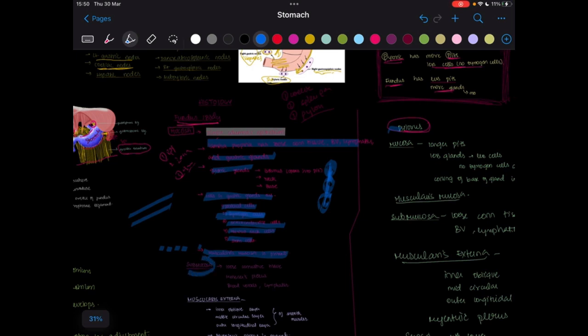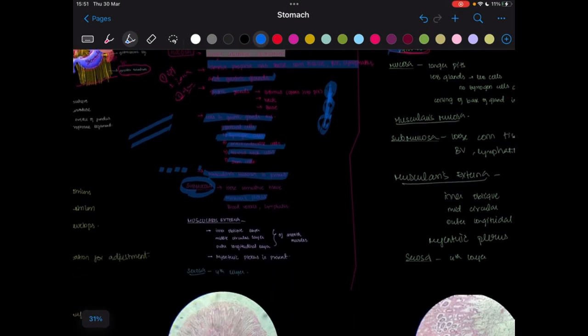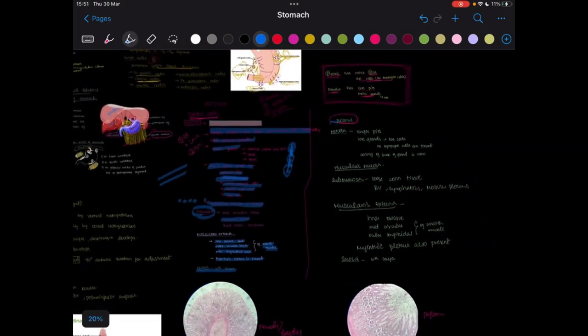And after that we'll talk about the submucosa. Basically in the submucosa we have connective tissue, blood vessels, and nerve plexuses. For example, in the stomach you have the Meissner's plexus. Okay, this is about the submucosa. Muscularis externa, we have already discussed in the interior of the stomach. We have the inner oblique, middle circular, and the outer longitudinal layer of smooth muscle. And also the myenteric plexus is present, just remember it. And the serosa is the fourth layer, which has a peritoneal covering.